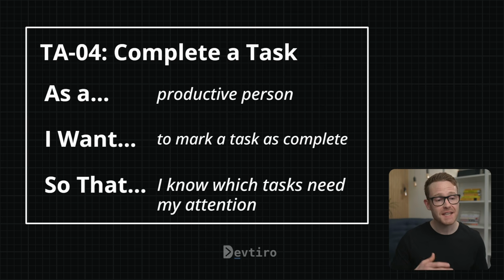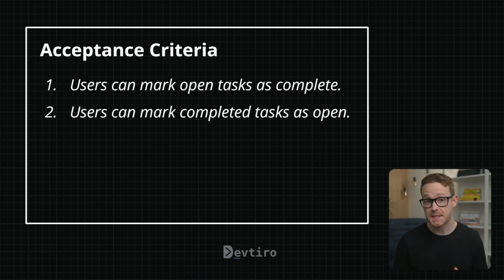And finally, we have TA04, completing a task, the goal of every task that we create in the first place. So as a productive person, I want to mark a task as complete so that I know which tasks need my attention. And the acceptance criteria for this one is that users can mark open tasks as complete, and users can mark completed tasks as open. So if a user accidentally marks a task as complete, they can undo that change so they can then do that task a bit later and complete it at the appropriate time.